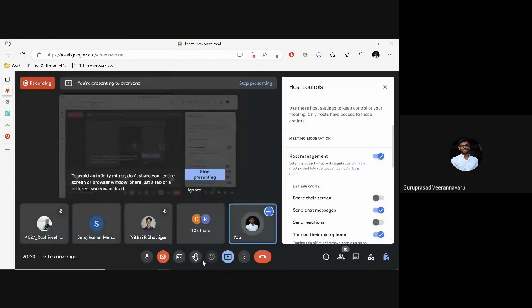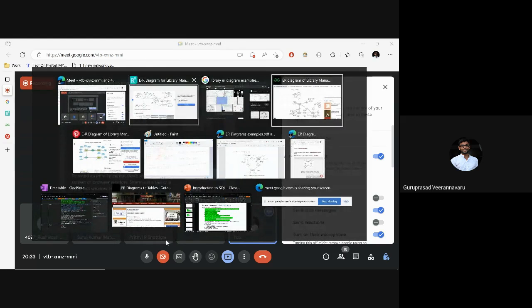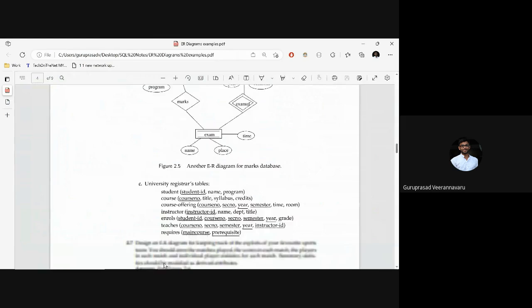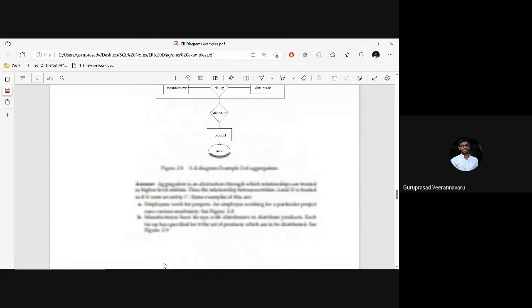Cool. So I think that much is enough for ER diagram. You can have a look at online articles and see how to do it, or you can practice on your own and then try converting ER diagrams to tables. I found certain good PDFs online. I'll share those PDFs with you. They have a lot of other examples of how you would design these diagrams.